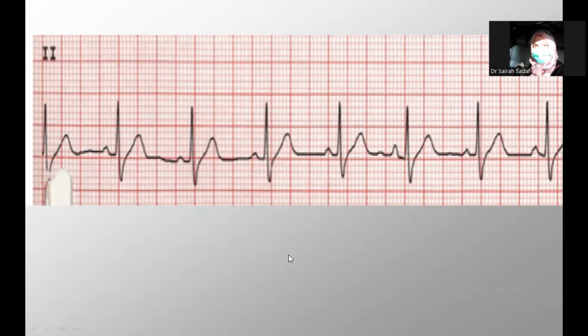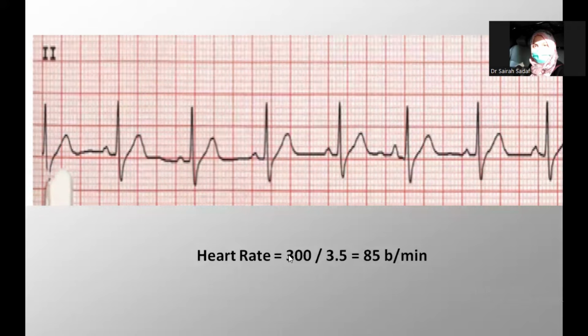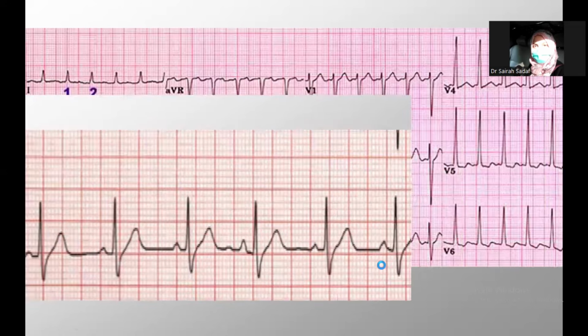हाँ जी, क्या आंसर है आप लोगों का? 75, 85. ये 3.5 लार्ज स्क्वायर्स हैं, पूरा नहीं है. ये देखें यहाँ पे. Just look here, see this one. Half, 1, 2, 3, 3.5. These are 3.5 large squares. You have to divide 300 by it and you will get 85. So the heart rate is 85. This is a normal ECG.